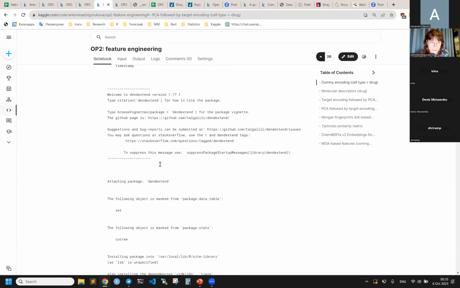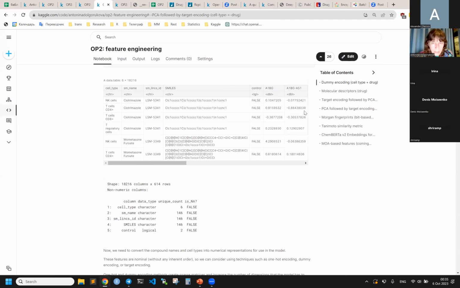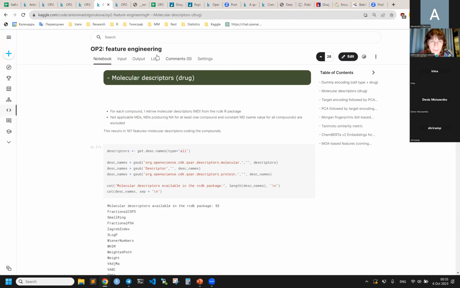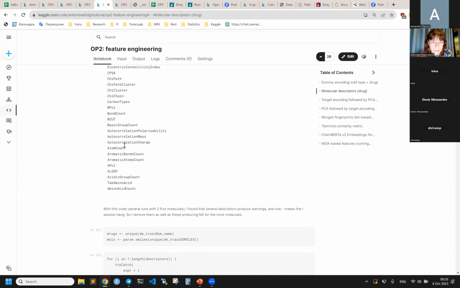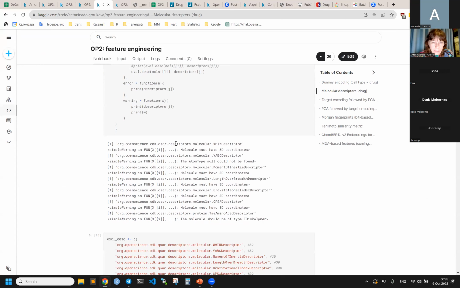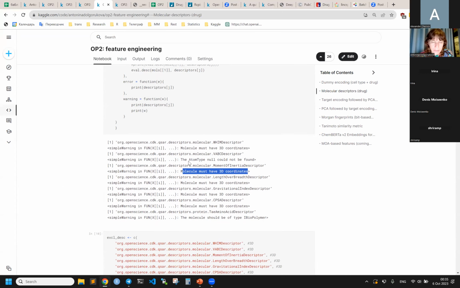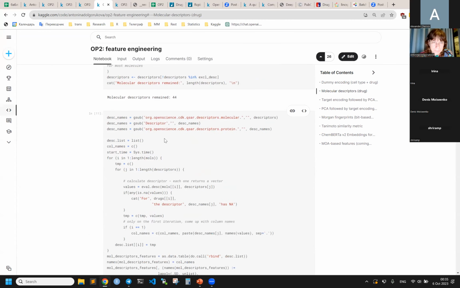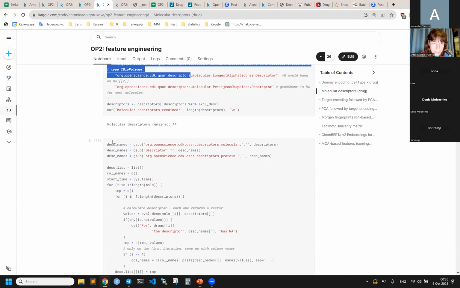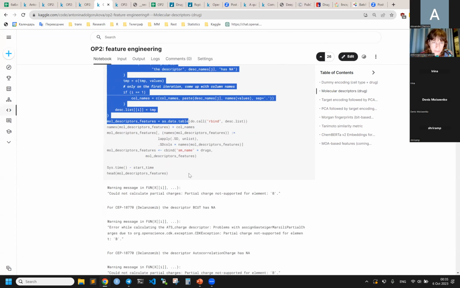I'll show you the code here, because this is in this public notebook, feature engineering. You can see these are all 53. And these warnings say the molecule must have 3D coordinates. We don't have them, so we cannot use these descriptors. I removed them, and after this I extracted the information with this code.